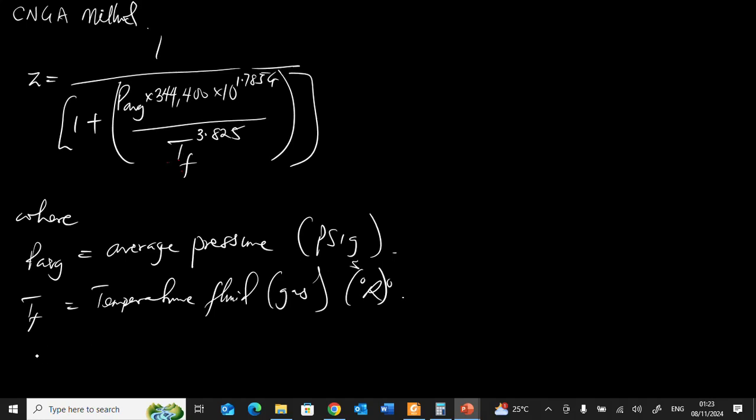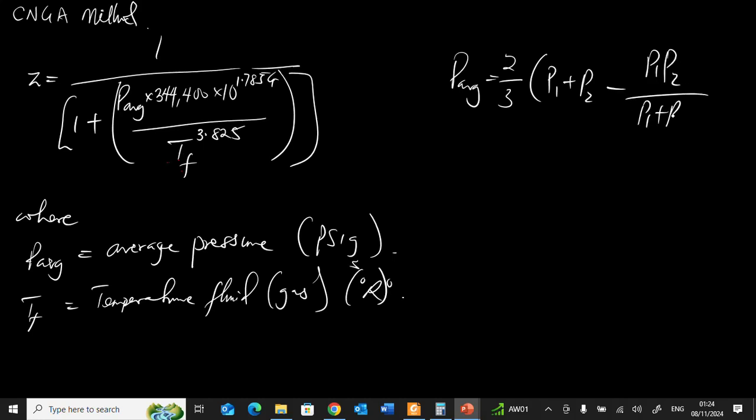So now we need to calculate the average pressure, and the formula for average pressure is 2/3 bracket open P1 plus P2 minus P1 times P2 divided by P1 plus P2.